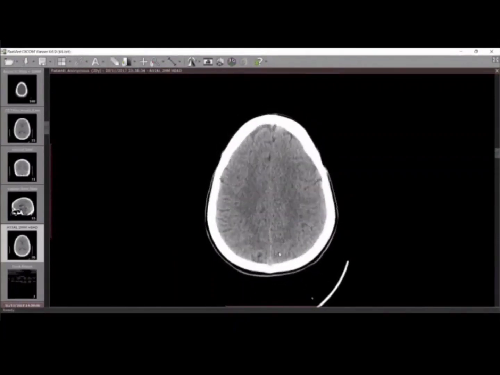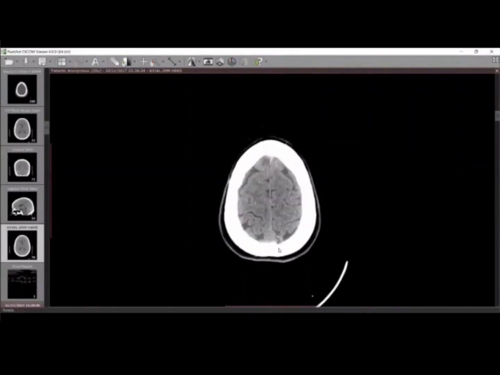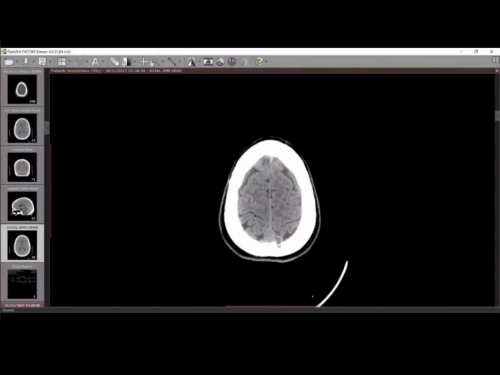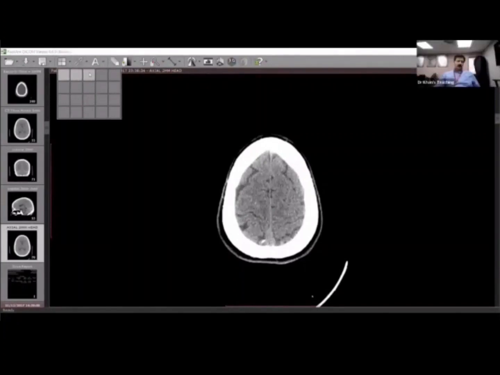And in a patient with trauma, I'll be concerned about the possibility of diffuse axonal injury. I look at it in other reformatted sequences, coronal and sagittal. And okay, hold on, please. Just hold on.